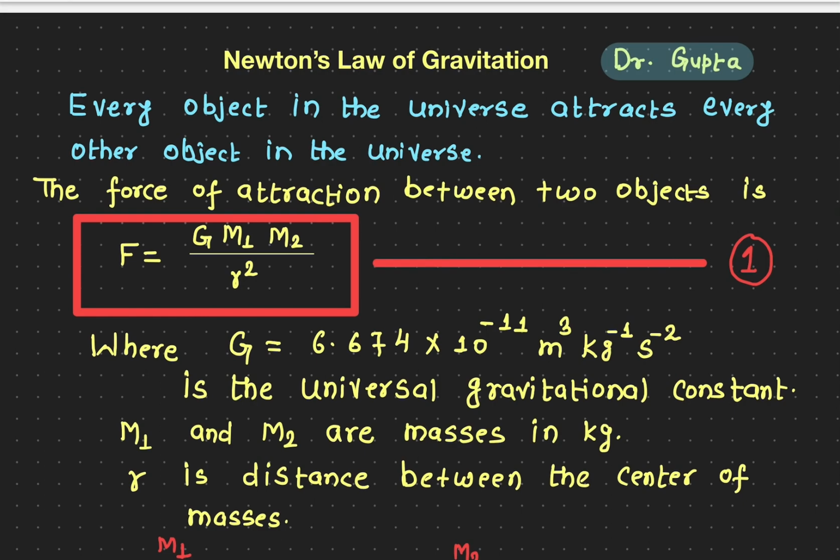What is it? Every object in this cosmos attracts every other object in the cosmos. That means you may be very far from me, but there is attraction between you and me. There is attraction between me and the houses around here. There is attraction between the earth and the moon, the earth and the sun. So all the masses in this universe attract each other. That is what we call Newton's law of gravitation.